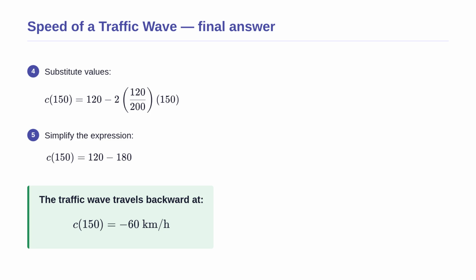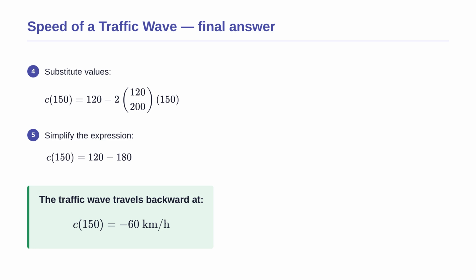Continuing with our calculation, we now substitute our specific numerical values into the wave speed equation we just derived. We plug in 120 for the maximum velocity, 200 for the jam density, and 150 for our current observed density. Multiplying this out gives us 120 minus 180. The calculated wave speed is negative 60 km per hour.